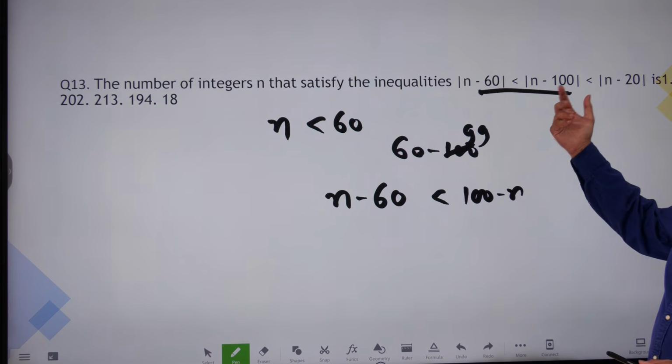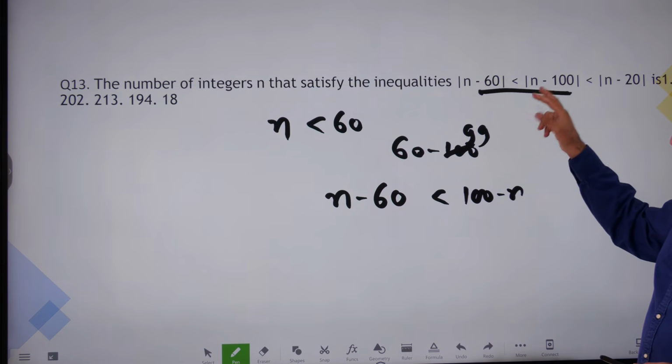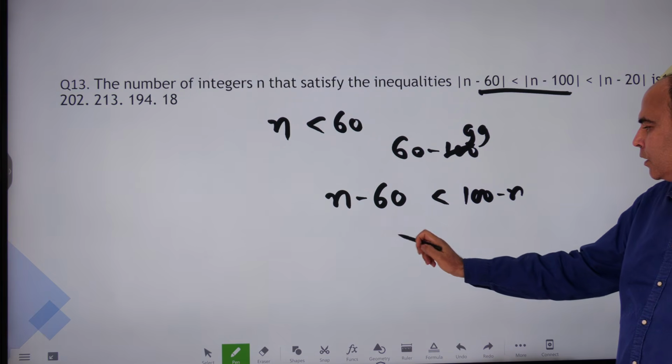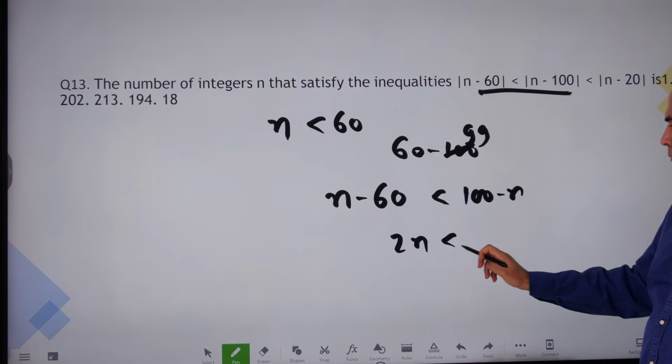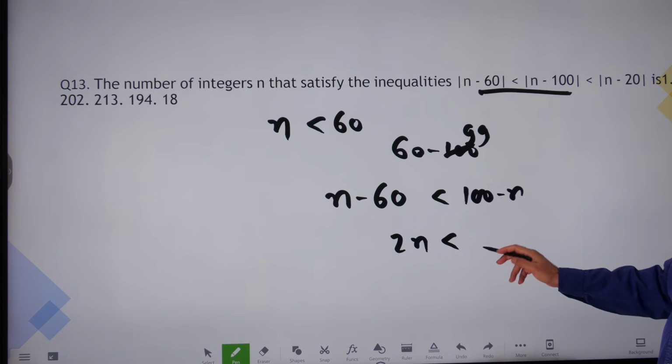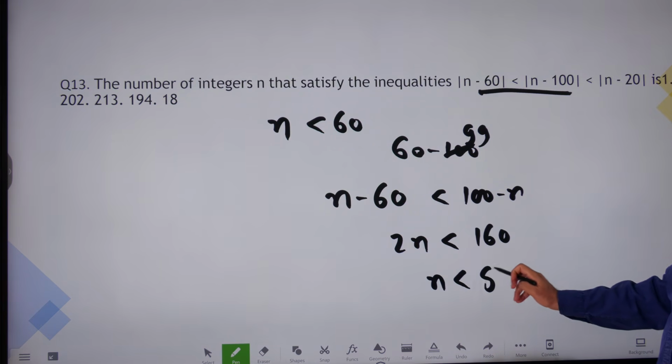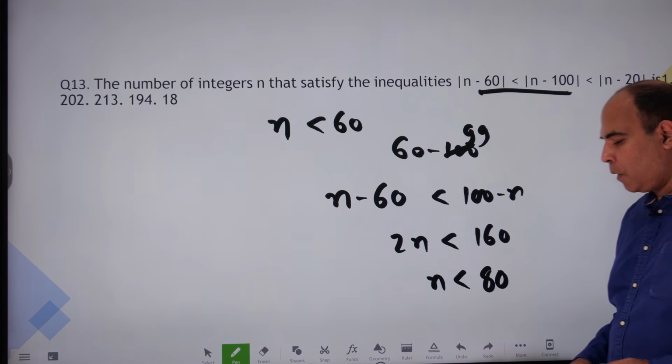So when you want to remove the modulus, you have to invert this with a minus sign. So 100 minus n, that's standard operation in mathematics. So 2n less than 160. So I end up getting n less than 80. I get the same solution there, right?